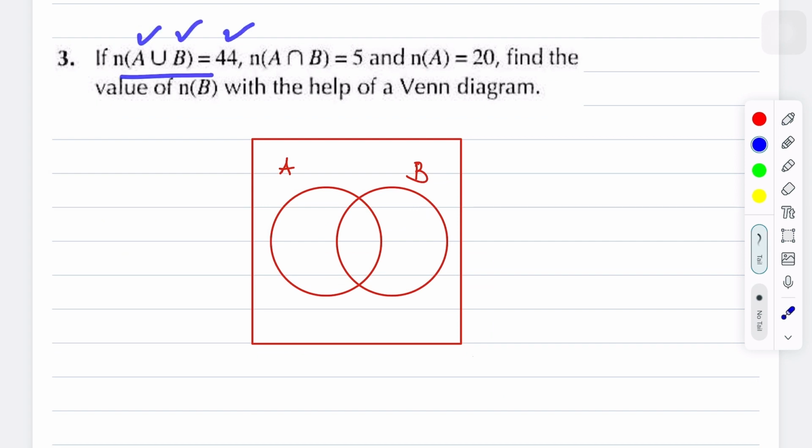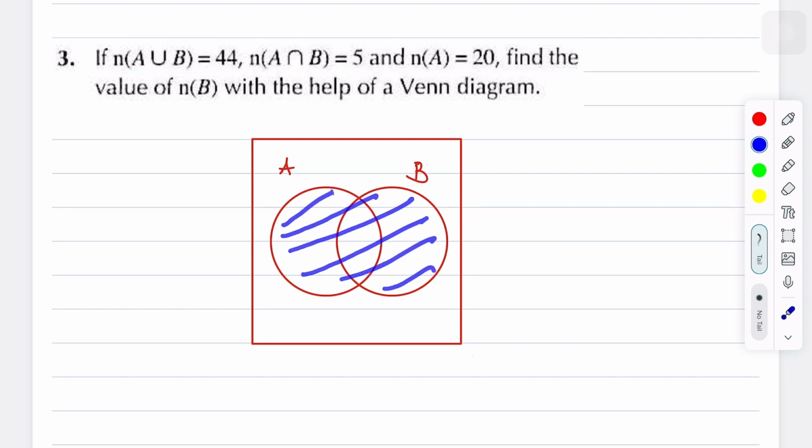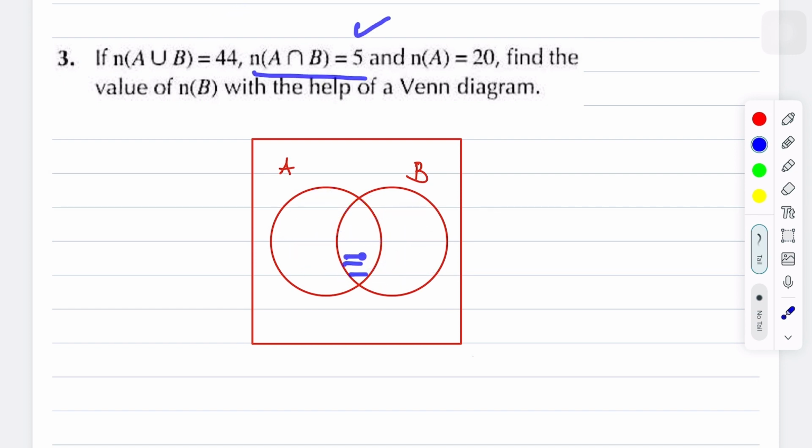Question number 3. Union of A and B, we have 44, and similarly n of A intersection B is 5, and the total number of articles in set A is 20. In this question, they said total number of articles in set A and B, that is this region, we have 44, and there are 5 that is common between these two sets. And then we have total number of articles in set A, which is this set. And now they are saying find the value of n of B with the help of a Venn diagram.